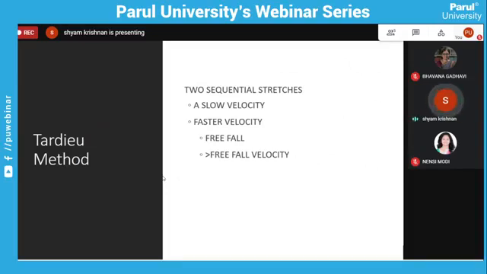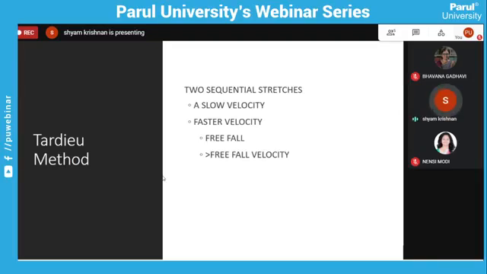Now, for doing a Tardieu method of rating spasticity, what you have to do is go for two sequential stretches. One is going to be at a very slow velocity. The second one is going to be at a faster velocity. There are two fast velocity stretches you can do. One can be a free fall of the limb, where you just let the limb fall with gravity, and the second can be a velocity which is greater than the free fall velocity. So you are going to passively move the limb at a speed which is greater than the free fall speed. Now when you're doing this, there are two things you are going to note.